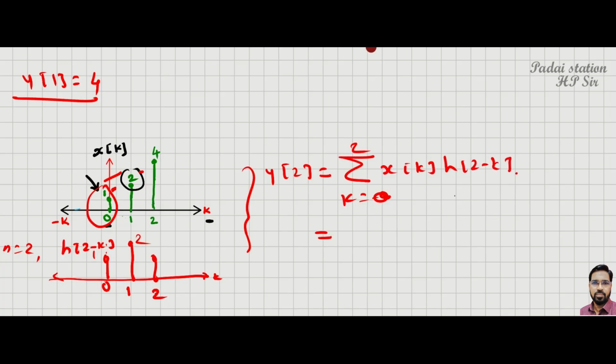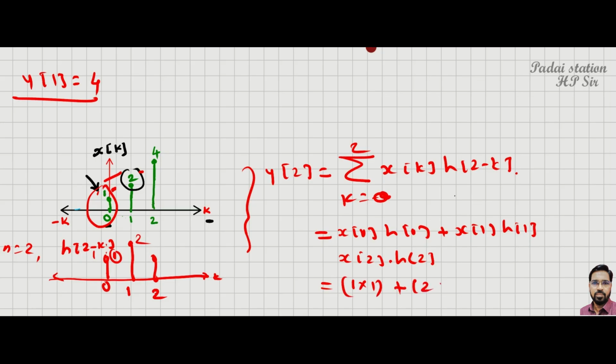Okay, and answer is, we can write in terms of x of k as x of 0 and h of 0. So x of 0 and h of 0 overlapping है, plus x of 1 and h of 1 ये भी overlapping है, और x of 2 multiplied by h of 2 वो भी overlapping है. So we'll get answer. So 1 into 1, plus 2 into 2 plus, so it is 1 and it is 4. Two sequences were overlapping for the same value of k. So it is 4 into 1. So it is 1 plus 4 plus 4. It is 9. So y of 2 का value है 9.